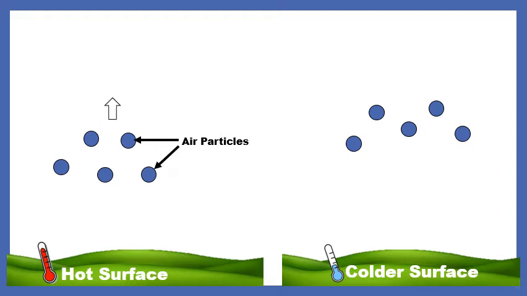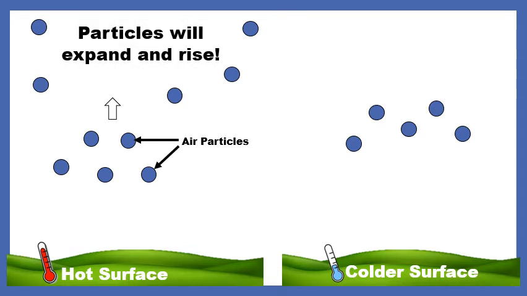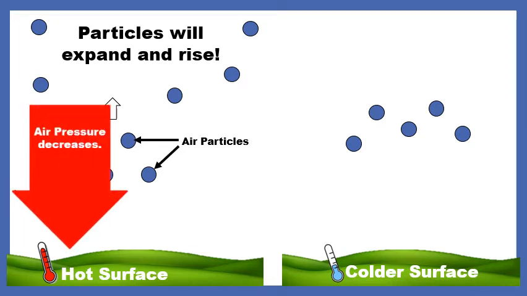And what happens when air warms up? It expands, and it becomes less dense. And because it's less dense, it will rise. All right, so when it rises, what actually happens to air pressure is that air pressure will decrease.